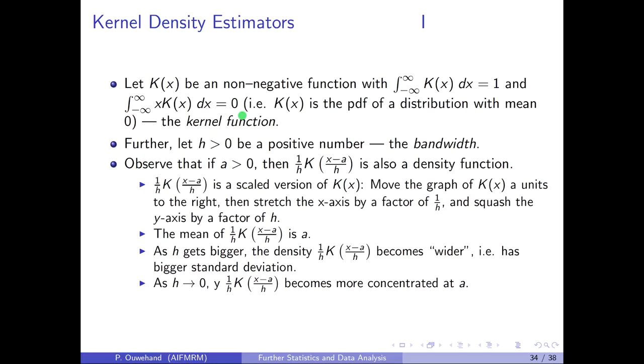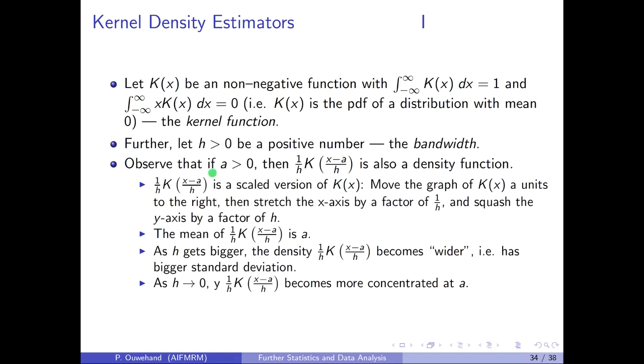Now, the fact that k is non-negative with integral 1 means that it's the probability density function of a particular distribution, and the fact that this integral over here is 0 means that the mean of this distribution is 0. In other words, k of x is the probability density function of a distribution with mean 0, i.e. it is centered around 0. Such a function is called a kernel function. Further, let h greater than 0 be a positive number, called the bandwidth.